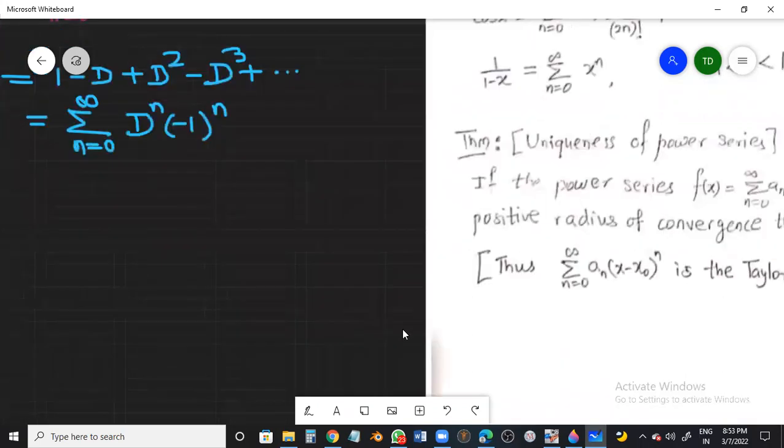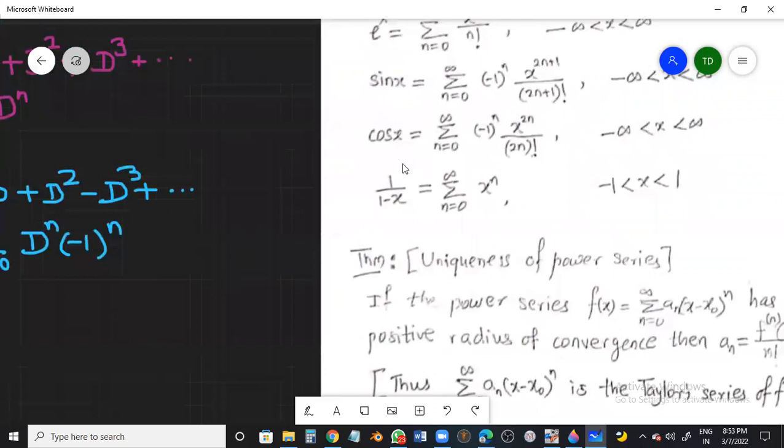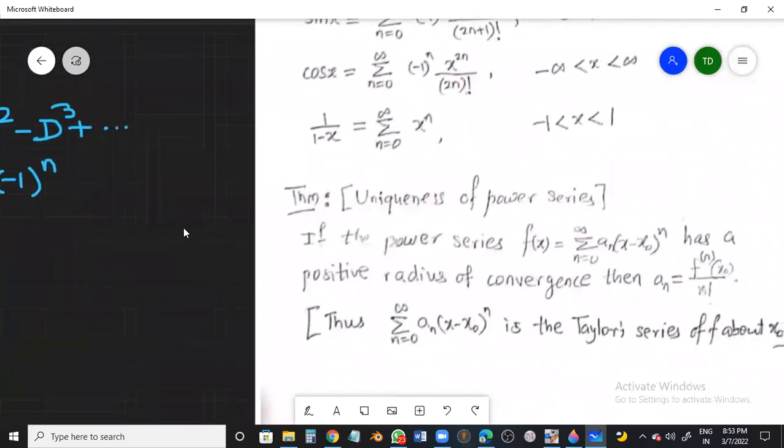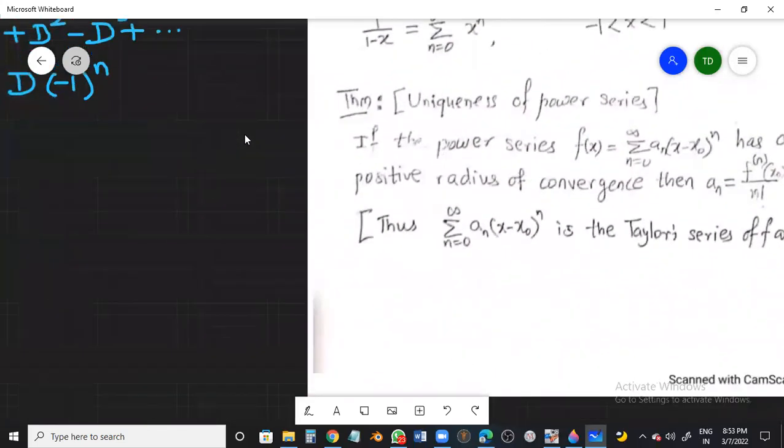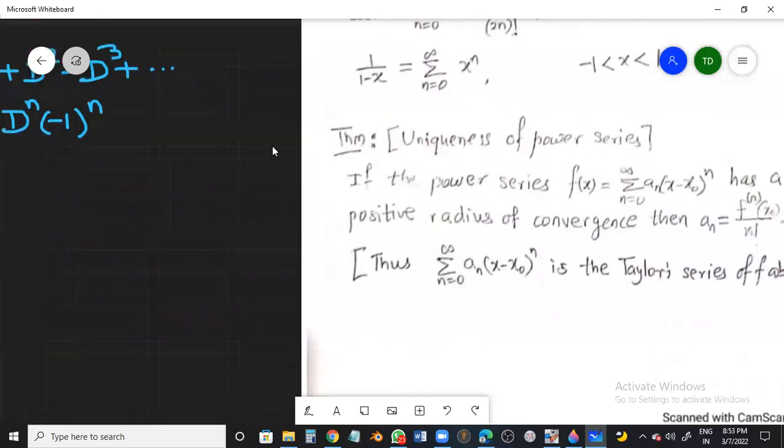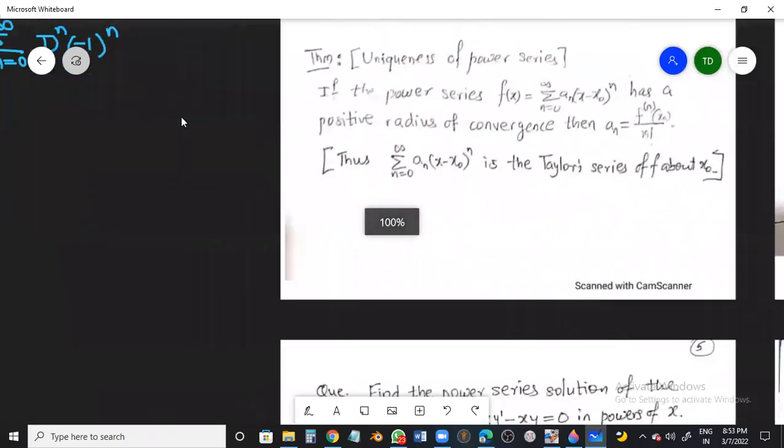So you can see as far as 1 upon 1 minus x is concerned, its power series is this one and the radius of convergence is from minus 1 to plus 1. Okay, radius is 1. All right. Now let me move to the next.